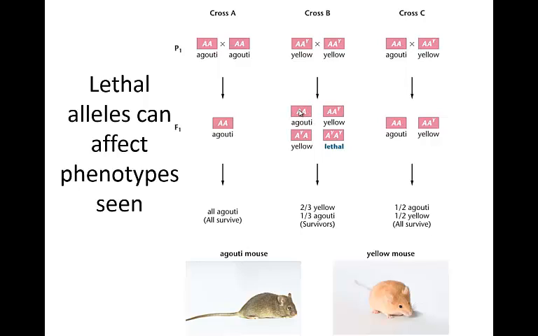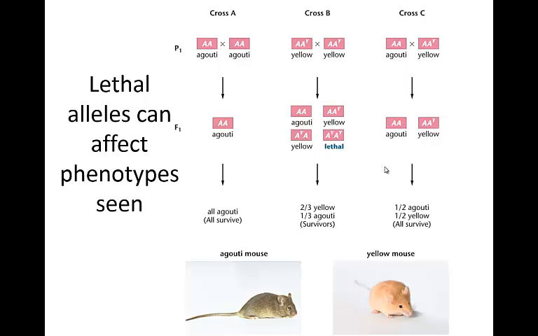25%, or 1 in 4, to be agouti, and 50%, or 2 in 4, to have this heterozygote or intermediate. In this case it's a yellow, one A and one of the yellows. However, the 25% that you would expect from this cross, having the A with the Y and the Y here, happens to be lethal.